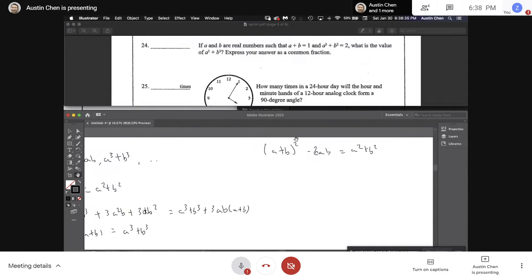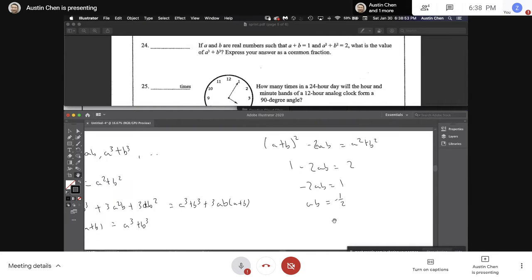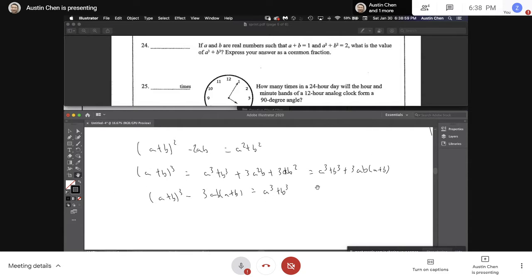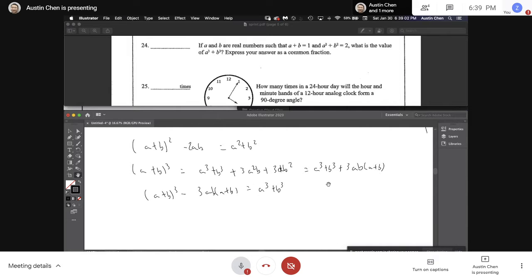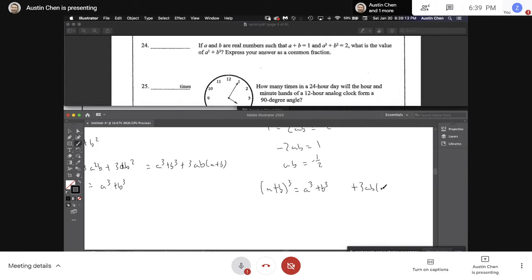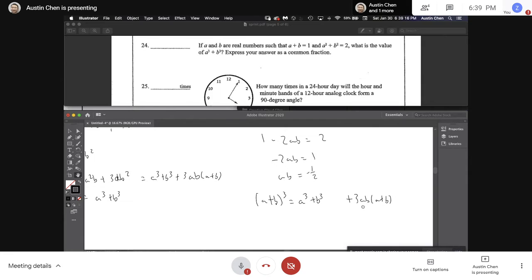Now, in our problem, we have a plus b and a squared plus b squared, so we can use this to solve for ab. Then we have 1 minus 2ab equals 2, so negative 2ab equals 1, so ab equals negative 1 half. This is good because we can use it in our a plus b cubed formula. We can say a plus b cubed is a cubed plus b cubed plus 3ab times a plus b, which we get from expanding a plus b cubed.